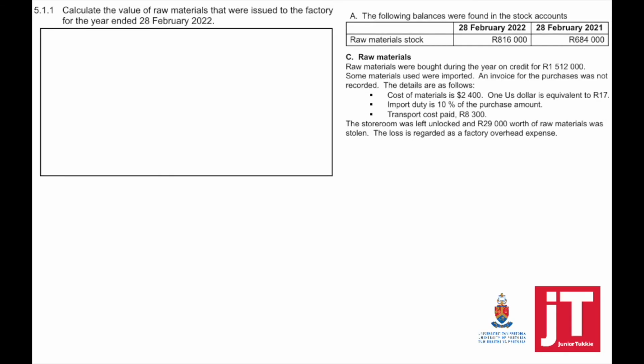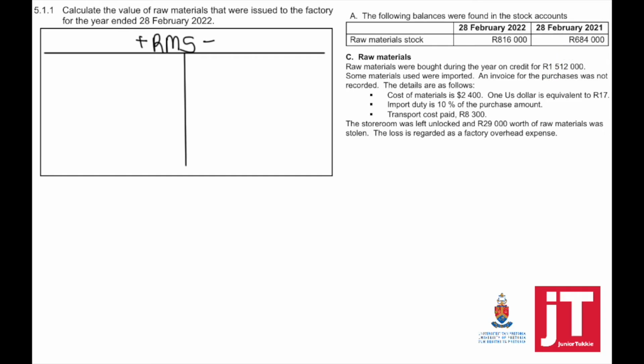If now we look at question 5.1.1, calculate the value of raw materials that were issued to the factory for the year ended 28 February 2022. So when they just ask us to calculate the value of the raw materials without completing the direct material cost note, you can just show your calculations by adding or subtracting, or you can do a T account completing the raw materials stock account. Now we're going to start with the opening balance.